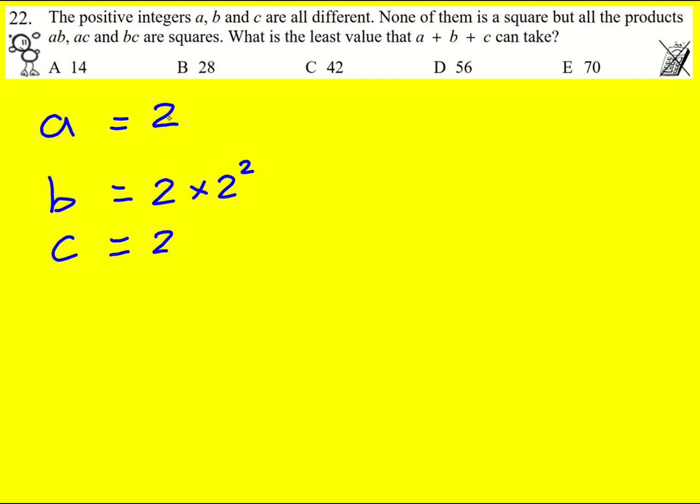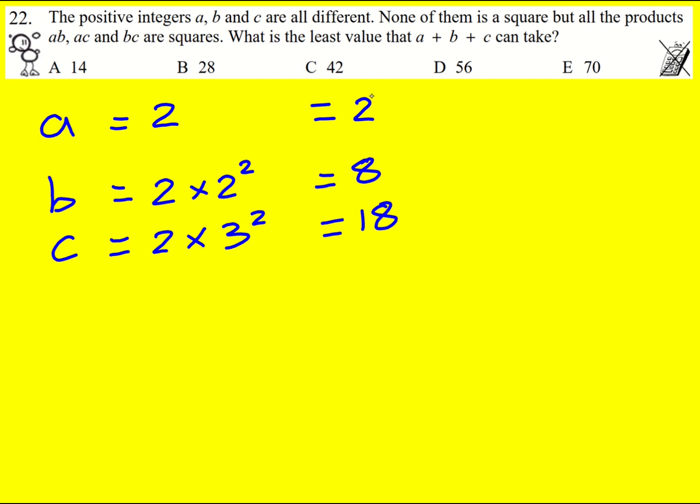C, I'm then going to also need to have it as a multiple of 2. I can't use the same square number there, so I try the next square number up. And this is definitely going to work. A is equal to 2, B is equal to 8, and C is equal to 18.